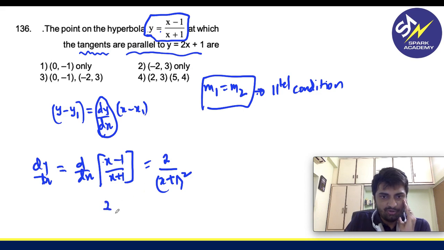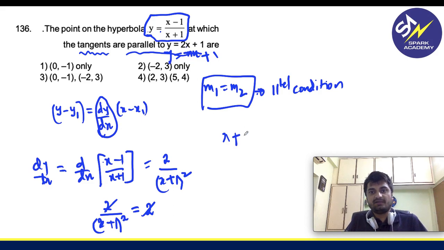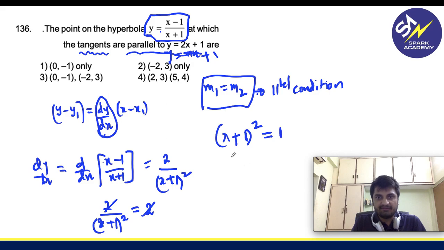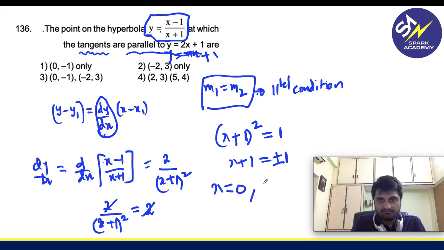So this 2 by x plus 1 whole square should be equal to what? What is the slope of this? This is like y equals mx plus c, right? So m value is 2. Basically x plus 1 whole square should be equal to 1, or x plus 1 equals plus or minus 1. So x value is either 0 or it is -2.